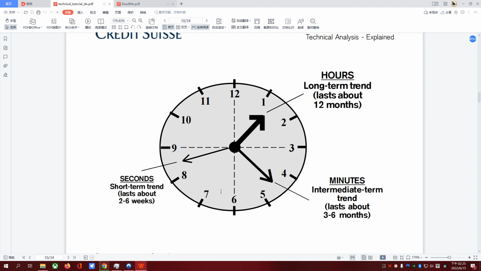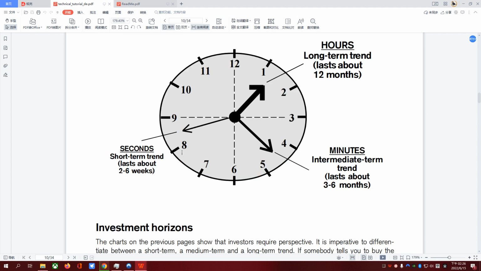And here, as we can see, the last one, which is the seconds. All right, the seconds mean you're holding this stock for a very short-term trend. You may hold this stock for less than a quarter, or maybe less than a month. All right, it doesn't matter if you're holding it for maybe hours, or maybe a couple of days. You can view this as seconds, because that means you're going to hold the stock for a much smaller time frame. Okay, so you have to decide.